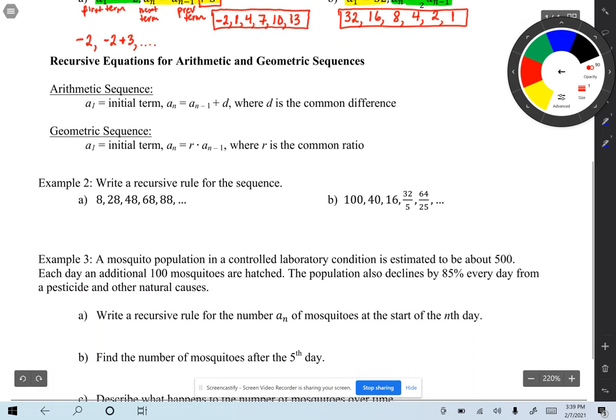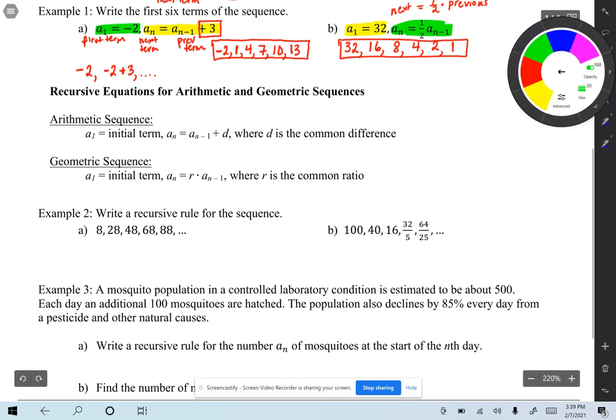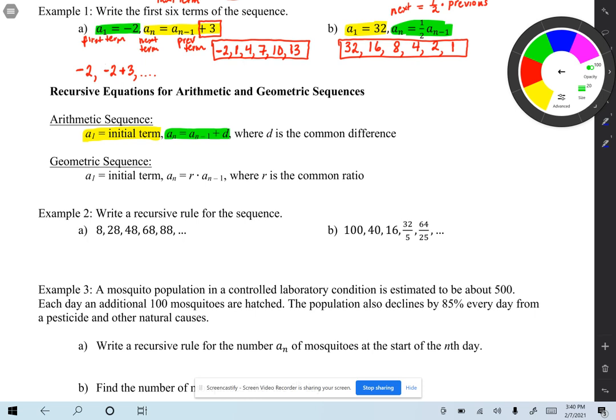Okay. Now, in example 1, I gave you the recursive notation. I didn't tell you to write it. Here are the equations for the arithmetic and geometric sequences. So for an arithmetic sequence, you always have to have these parts for it. So, like I said, always have the first term. And then the second part is the next term is always equal to the previous number plus the common difference.